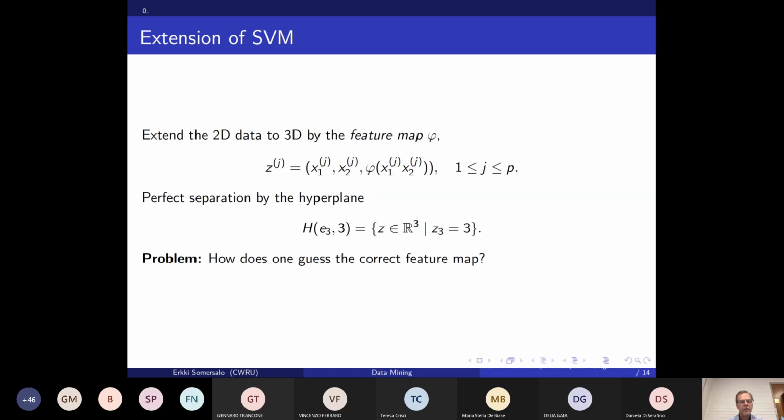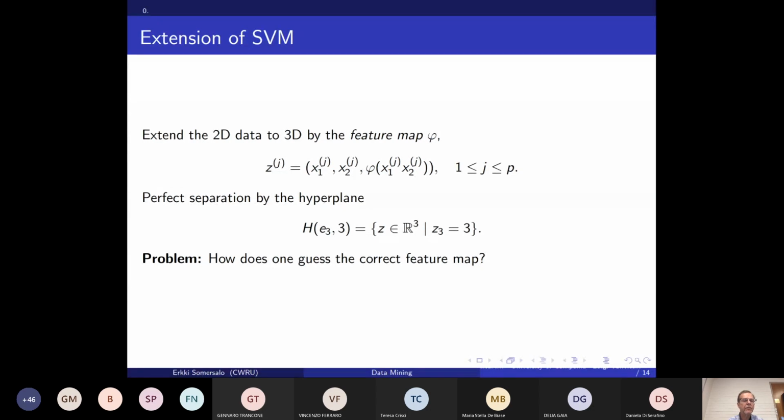So the question is, how does one guess the correct feature map? Now in statistics there is a technique called generalized linear models, where you are using similar ideas, that instead of linear regression you use some sort of nonlinear regression, and so this is from the same family.